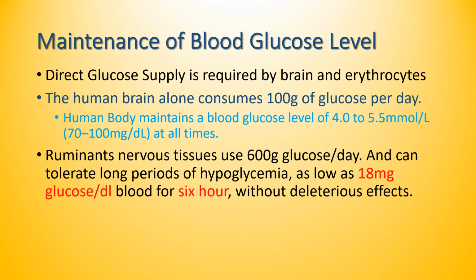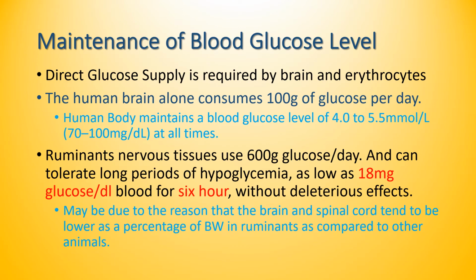When we compare humans or monogastric species with ruminant animals, the ruminant nervous tissues use 600 grams of glucose per day, and they can tolerate a long period of hypoglycemia. This is the major difference between ruminant and non-ruminant animals, or monogastric and chambered stomach animals. They can survive even a low glucose level of 18 milligrams per deciliter for up to 6 hours without any deleterious effect on their body functioning. The most probable reason is that the brain and spinal cord of ruminant animals tend to be lower as a percentage of body weight compared to monogastric animals.